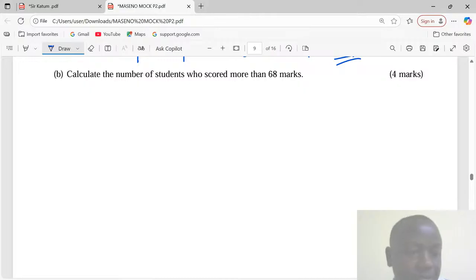Thank you for that. We are in part B of the same. Remember to remain very active and to also try it. We are being told to determine or to calculate the number of students who scored more than 68 marks.